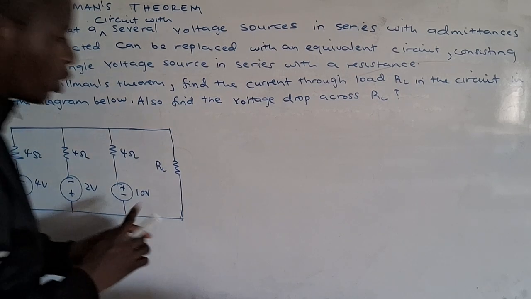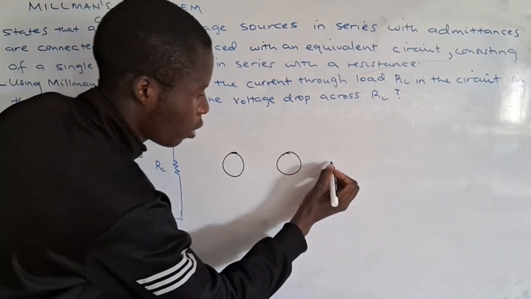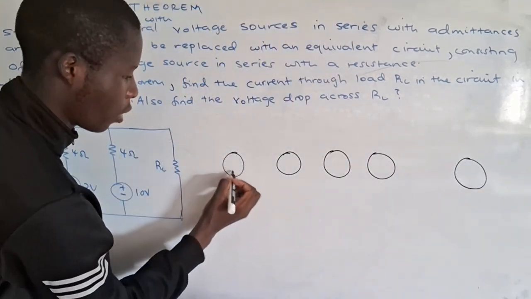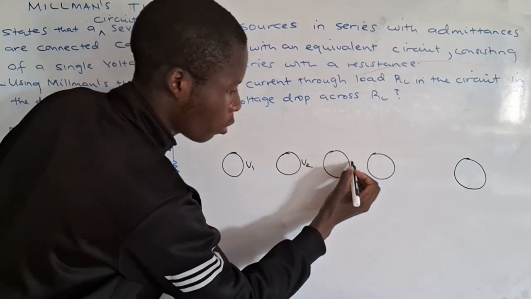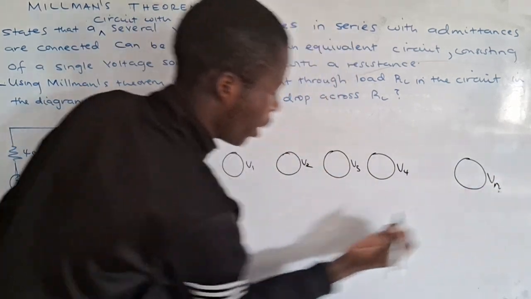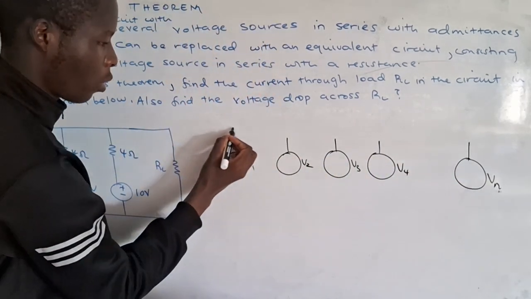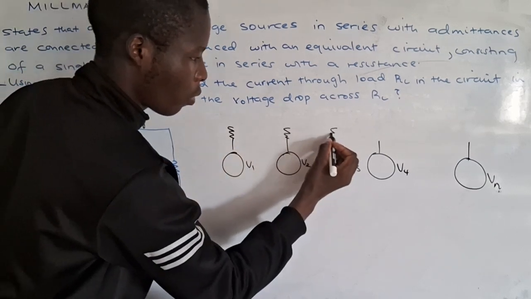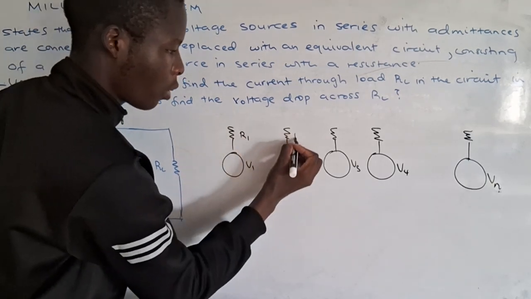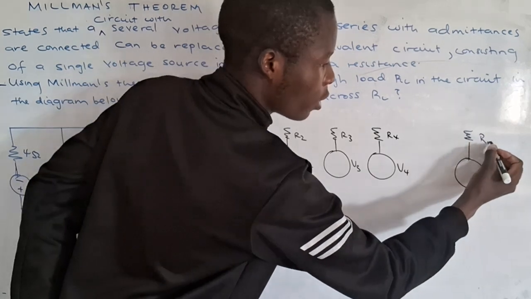Let's say you have a circuit. This is the circuit that I'm going to draw here. V1, V2, V3, V4. I'm going to call this Vn. This is R1, R2, R3, R4, and I'm going to call this Rn.